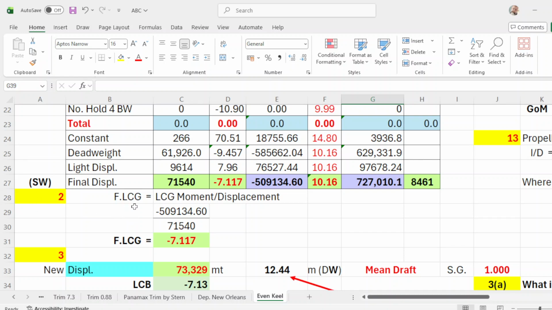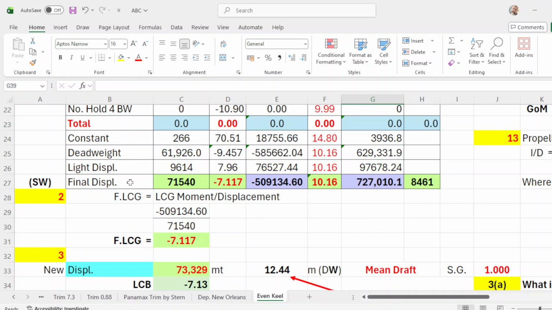Okay, so to get the final, we go to number 2. So to get the final LCG is LCG moment, which is this one, over displacement. So LCG moment is 5091334.6, which is this one, over your displacement, which is 71540, and your final LCG is negative 7.117.